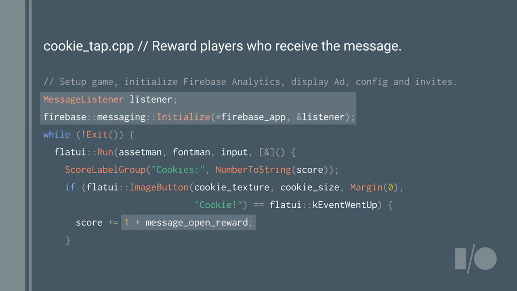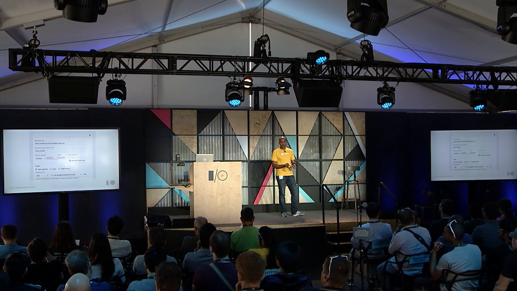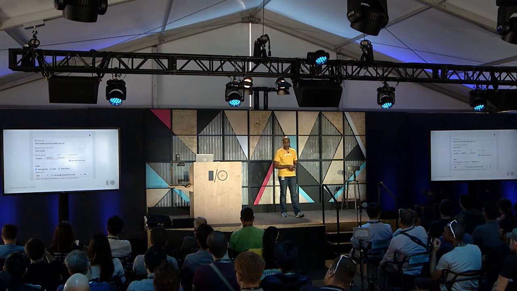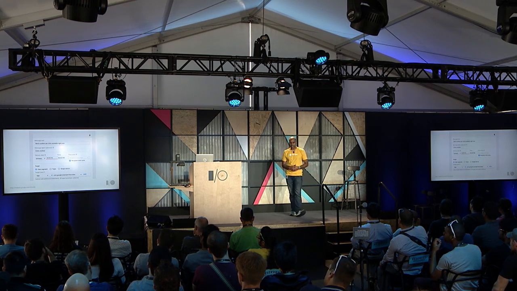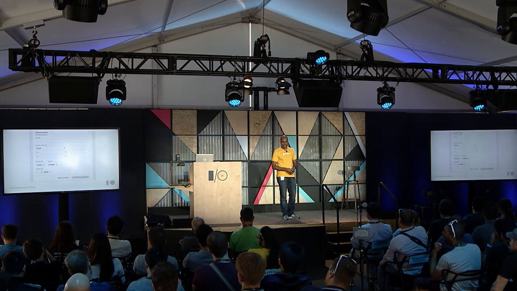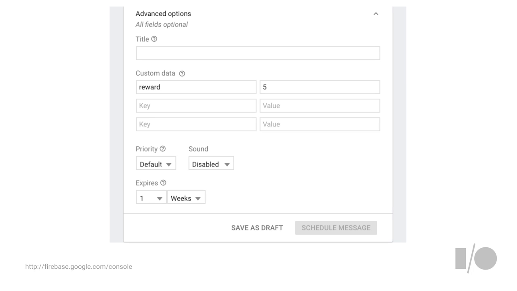Right? So I can then go to the Firebase notifications console. Well, I could do it, or I could ask my mum to do it because it's super easy, right? All you have to do is click in and fill in a few fields. I've authored a message here. The message is more cookies per click available right now. The label is extra cookies, so that's what would show up in the little notification bar on Android or iOS. And then I schedule a time to send this out to my users. And what I'm going to do in this particular experiment is just send it out to Android users. And then finally, if someone clicks on this message and opens the app, they'll get an extra 5 cookies per click. More cookies is great, right?